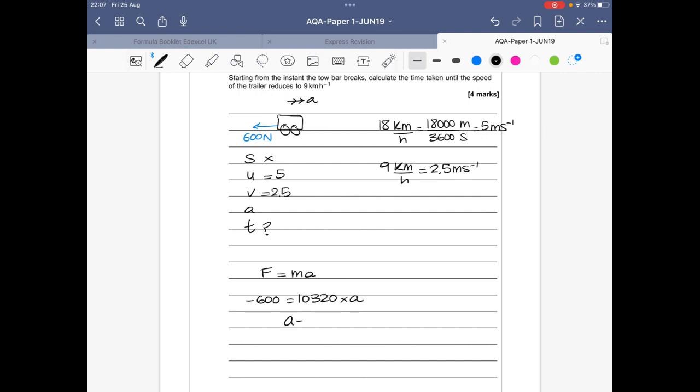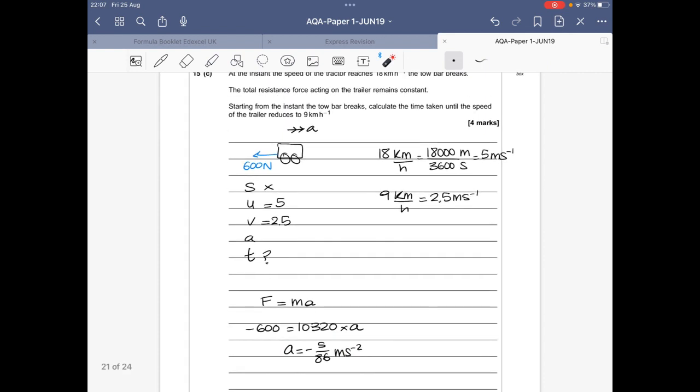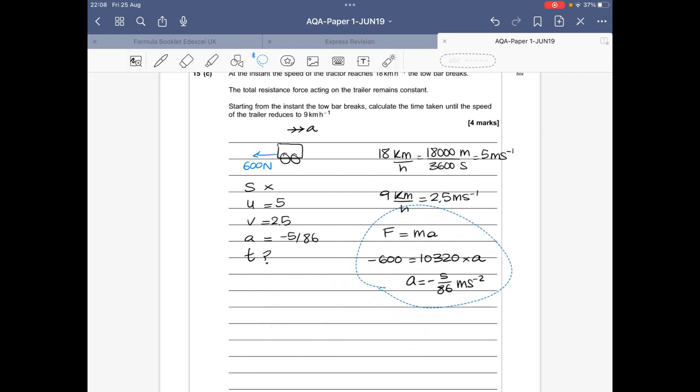And from here, the acceleration is minus 5/86 meters per second squared. It's negative because it's deceleration. So this is the acceleration that I'm going to write here, minus 5/86. And now I'm going to move this to the side. I'm going to apply suvat equations with these values here. Remember, if I don't need the displacement, I'm going to choose a suvat equation without s, which is this one.